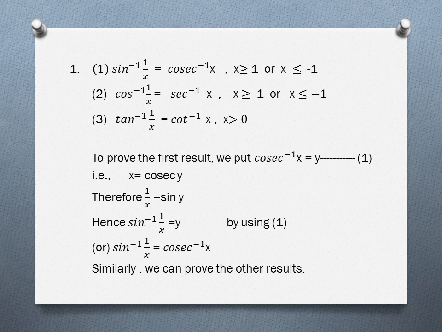To prove the first result, we put cosecant inverse of x is equal to y. This is equation number 1. That is, x is equal to cosecant y. Therefore, taking the reciprocal of the left-hand side and right-hand side, 1 by x is equal to 1 by cosecant y, that is sin y. Hence, sin inverse of 1 by x is equal to y. By using equation number 1, y is replaced by cosecant inverse of x. Therefore, sin inverse of 1 by x is equal to cosecant inverse of x.